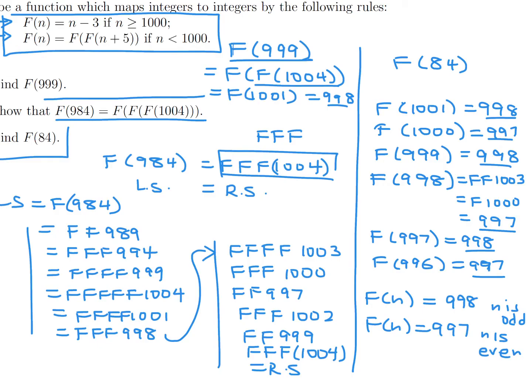Sorry, I think I wrote the 977 there. It should have been 997. Okay, so hopefully that is the pattern that you are convinced with. So f at 84, well, since 84 is an even number, it will be 997. So that's how you do that.